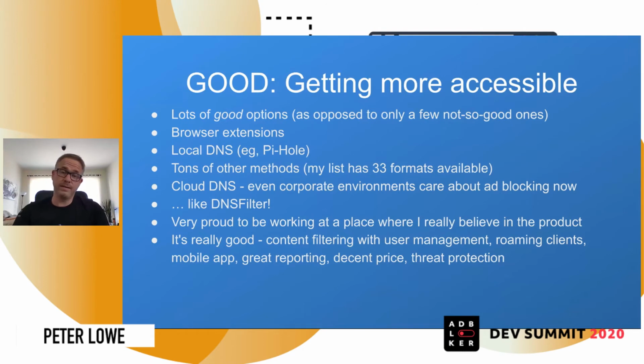There's also cloud DNS, which I've learned a lot more about in the last year. Even corporate environments now are starting to care about ad blocking. I think this is a lot to do with privacy implications and saving bandwidth, but it's still coming up more and more often. And companies like DNS Filter are able to offer a pretty good solution to protect an entire company, which is fantastic. So it's pretty much all levels of life at the moment. We're getting ways and options to implement some kind of ad blocking.